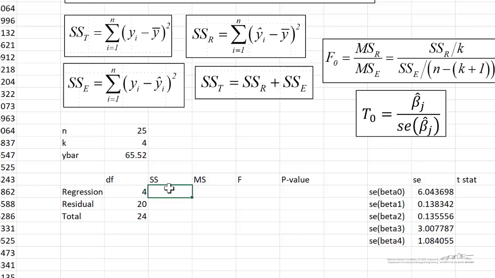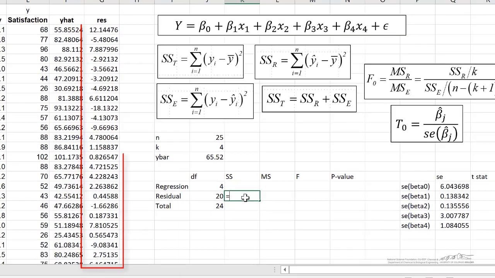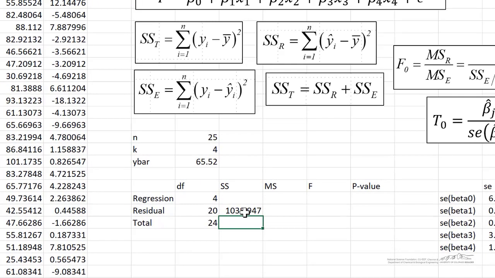I can calculate my sum of squares for the regression, that's SSR. Now I'm going to use this formula here. I'm going to rearrange to calculate SSR. Let's calculate residual sum of squares. I've already calculated my residuals over on the left, so this is just the sum of squares of our residuals that I've named RES, and that's 1039.